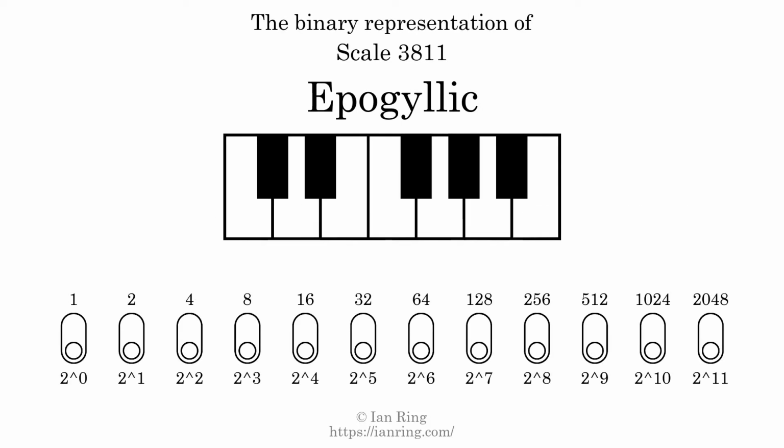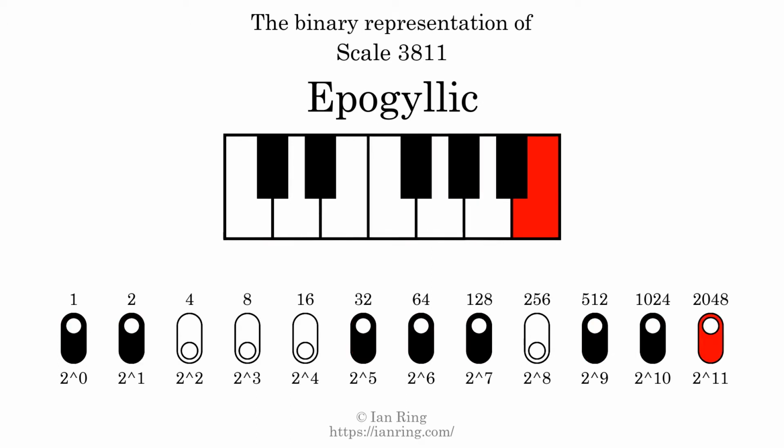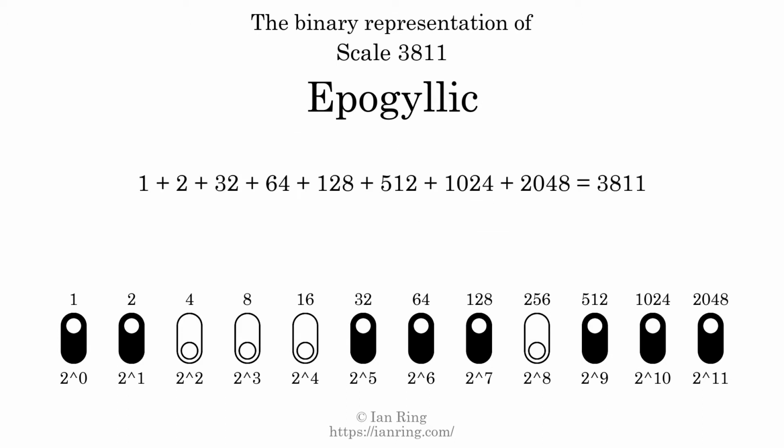The binary representation of this scale is determined by mapping tones of the scale to binary digits. Each binary digit represents a power of 2. To get the scale number, we add the powers of 2 together. The powers of 2 that are present in the scale, all added together, equals 3811. That is why the scale number, in decimal, is 3811.